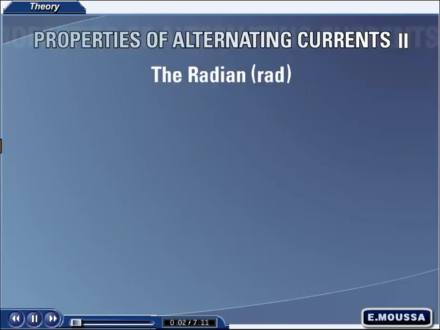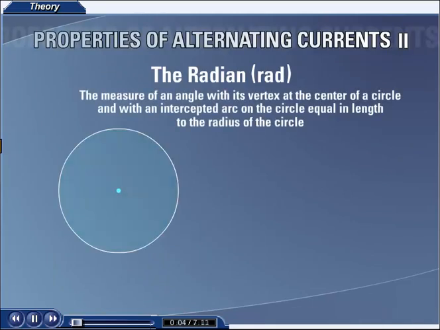The radian. In theoretical discussions about power systems, the radian is sometimes a more meaningful and convenient way of expressing the measure of angle, and so we will define the radian. A radian is the measure of an angle with its vertex at the center of a circle and with an intercepted arc on the circle equal in length to the radius of the circle.